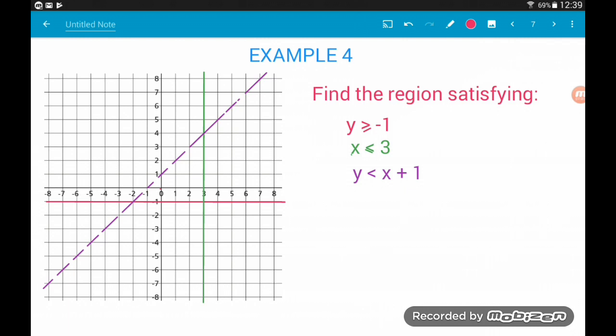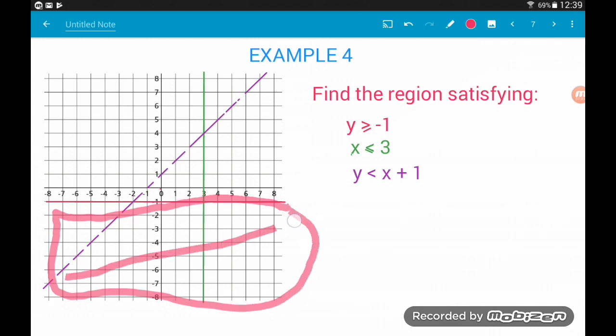Okay, so let's do it bit by bit. So y is greater than or equal to -1. So I've plotted the line y equals -1, which is this red chap. So we know that y has to be greater than that. So we don't want anything at all down in this region. So that's all gone.